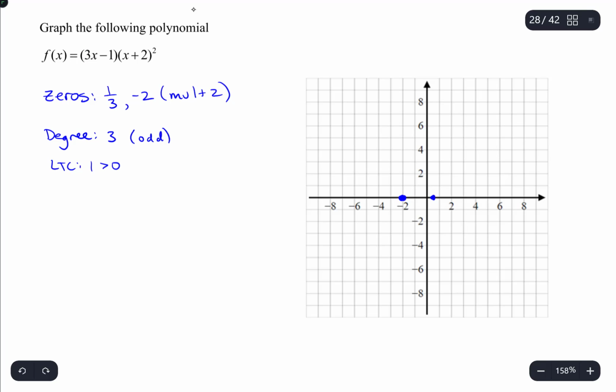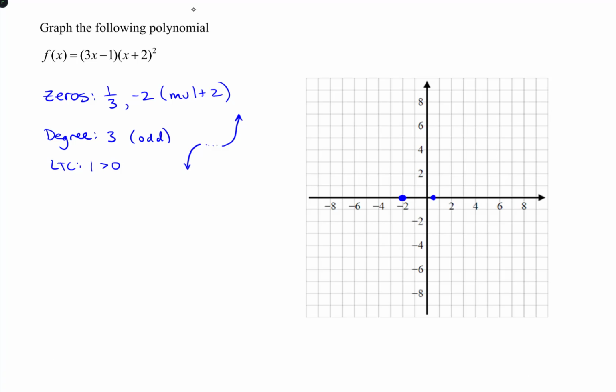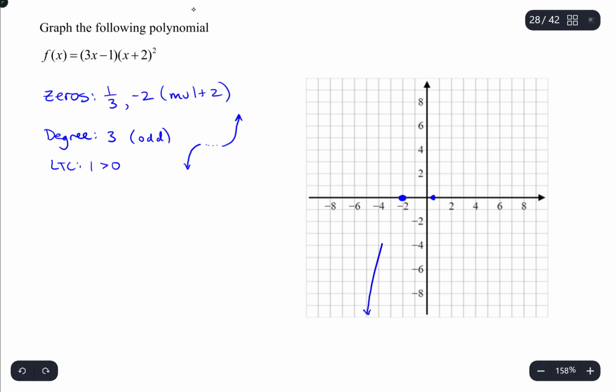And if it's positive, then the end behavior is greater than 0. So we would start in the negative direction and end in the positive. This is going to look just like the x cubed graph. So I'm in the negative direction to begin with.